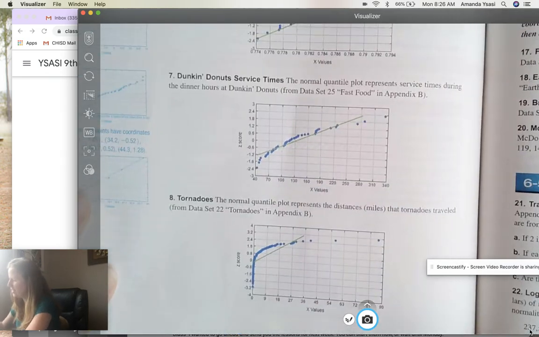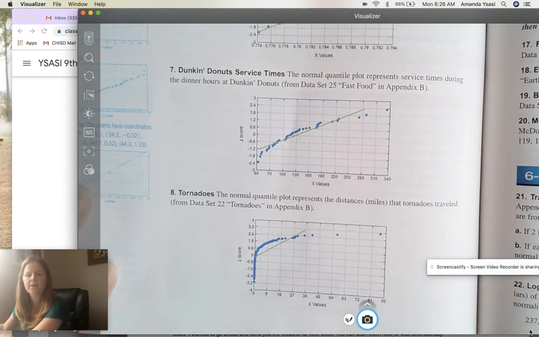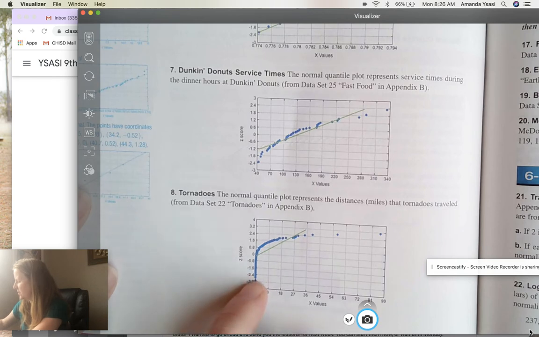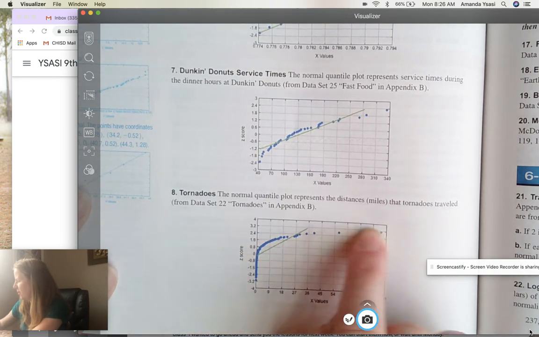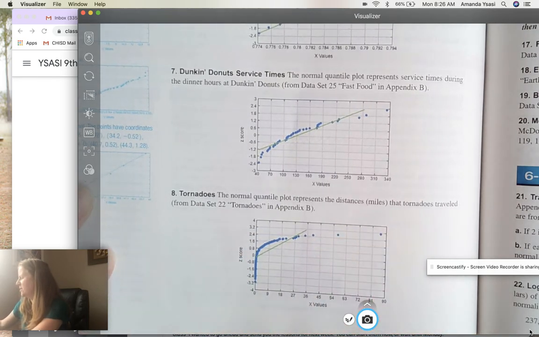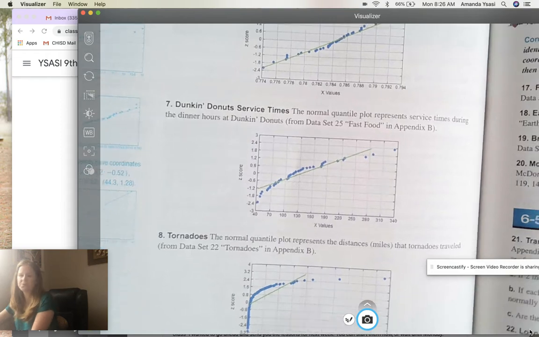Okay, and then number 8 is tornadoes. The normal quintile plot represents the distance in miles that tornadoes traveled in that data set. So let's look at this. This kind of goes up and then over. So that is not normal either because it does not follow a straight line pattern. Okay, so those are some examples.